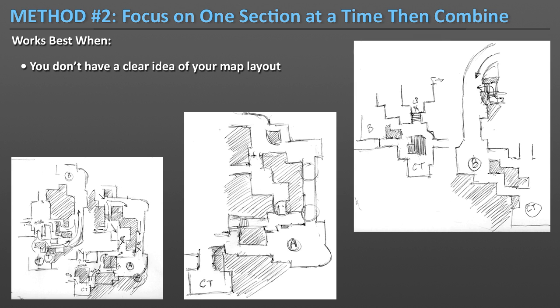The second method works best when you don't know what your map layout is going to be and you are stuck and can't quite figure out what to do with each section. So you're not sure what the A site or B site is going to look like. You don't know where the CT spawns are or what they are. You don't know where the choke points are, where the middle is, and you kind of have that creativity block and you can't point your finger on how the layout is going to come together.